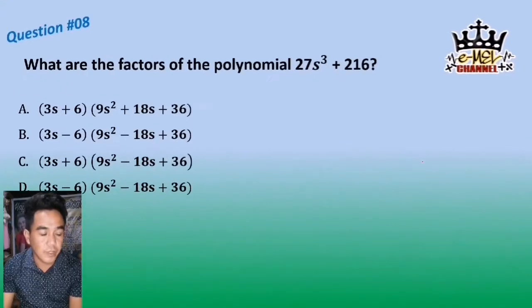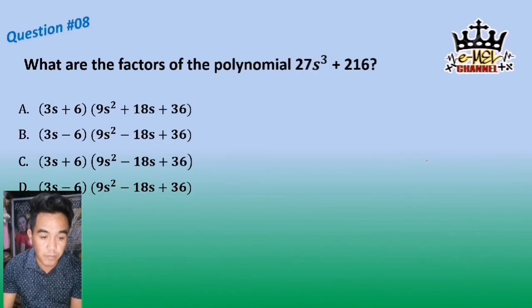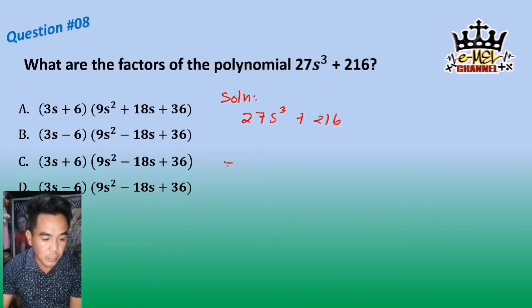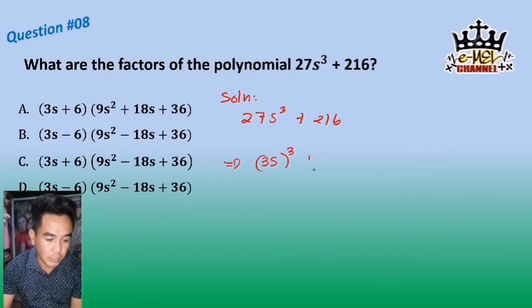Question number 8. What are the factors of the polynomial 27x cubed plus 216? Okay, the same process. So let us now have the given. Again, let us express this problem into the power of 3. We know that 3 times 3 times 3 is 27, and we know that 6 times 6 times 6 is 216.